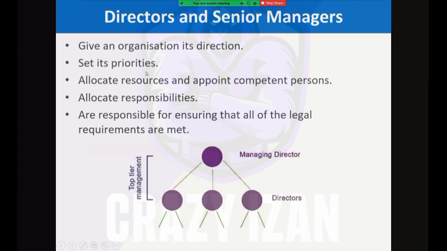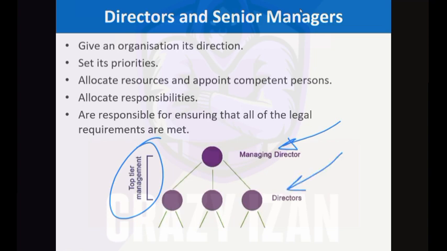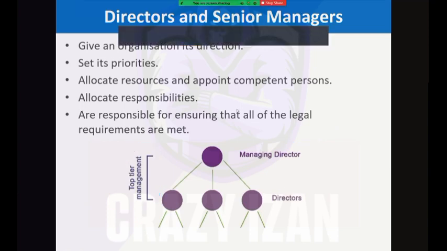Now, there are different groups of people involved in an organization. First of all, there could be directors and senior managers. Directors and senior managers usually give an organization its direction. They set all its priorities, allocate resources, appoint competent persons, allocate responsibilities, and are responsible for ensuring that all the legal requirements are met. Usually, this is known as the top management. The top management consists of the managing director and the other directors reporting to the managing director, and the MD and the directors are known as the top management of the organization.